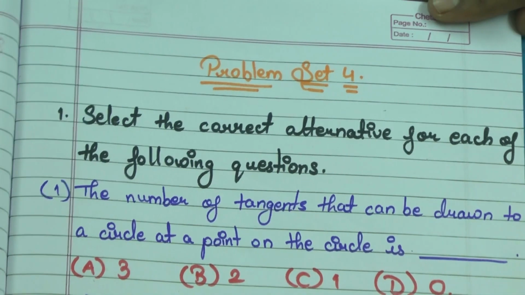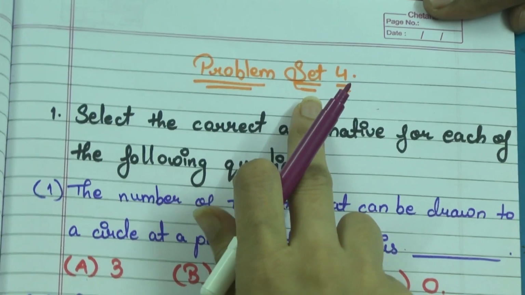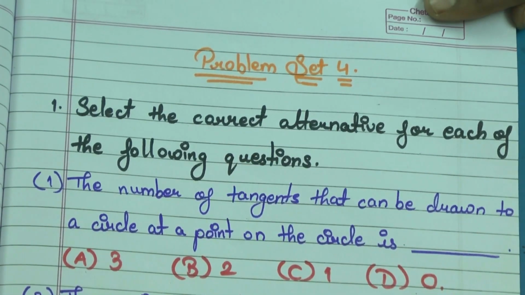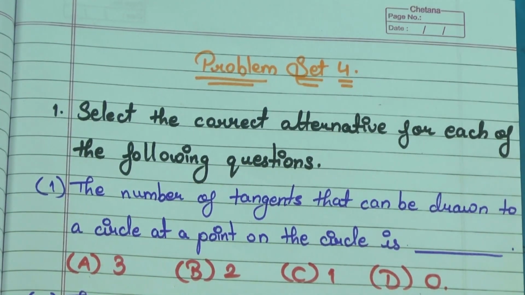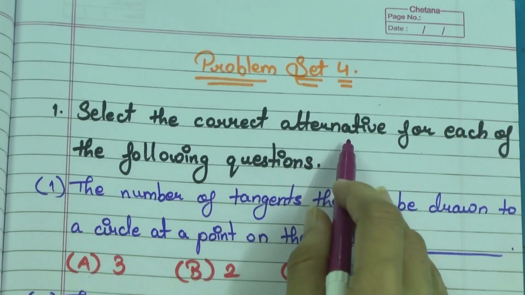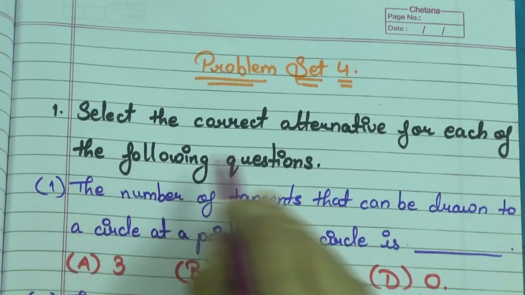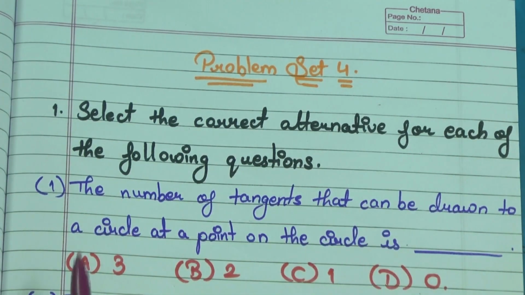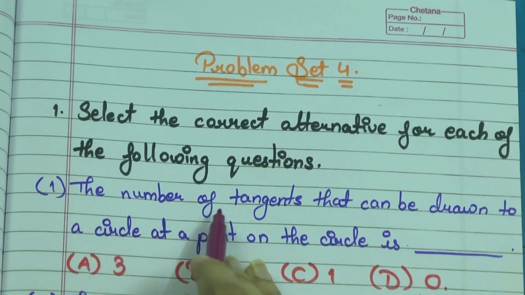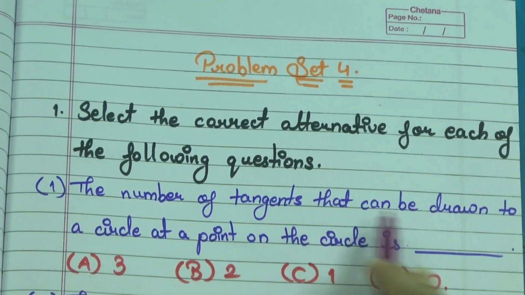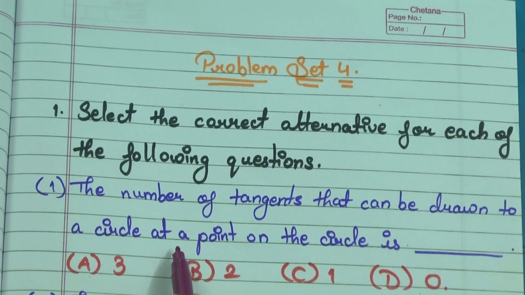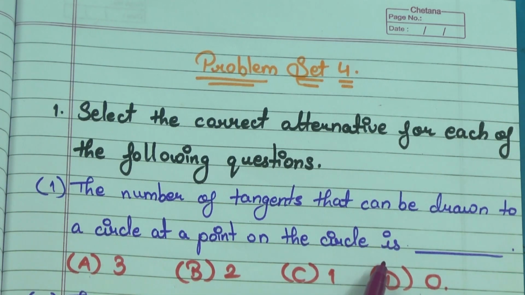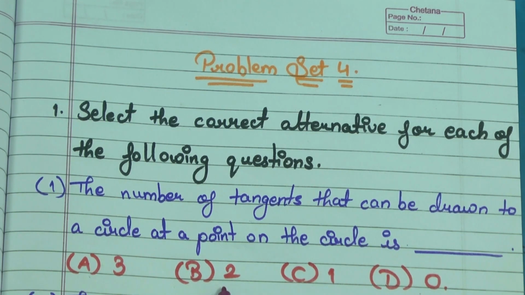Children, now we are starting with problem set 4 of the construction chapter. Question number 1. Select the correct alternative for each of the following questions. The first question is, the number of tangents that can be drawn to a circle at a point on the circle is. Options are given: 3, 2, 1, 0.